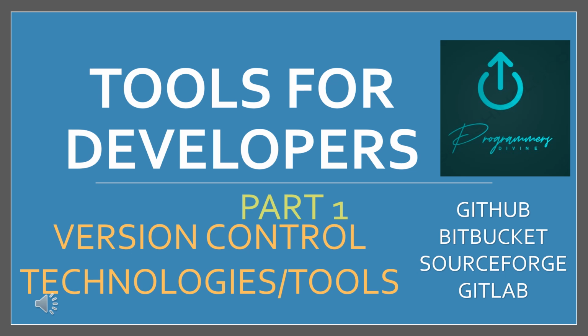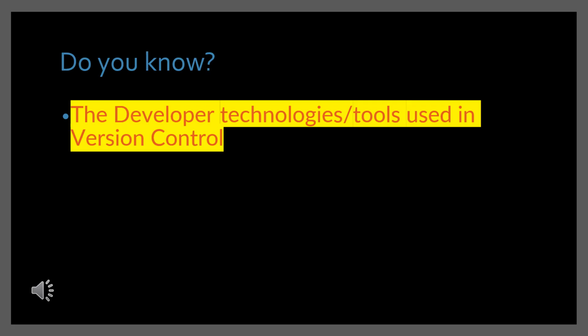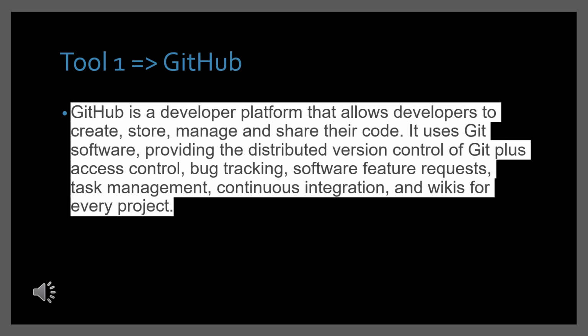This section is about tools for developers. This is part 1, version control technologies and tools. The developer tools and technologies used in version control. The first tool in the list is GitHub.